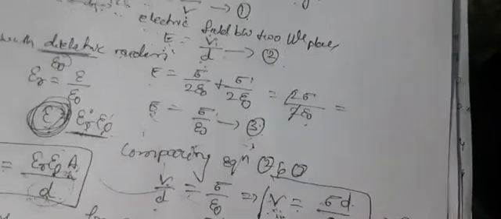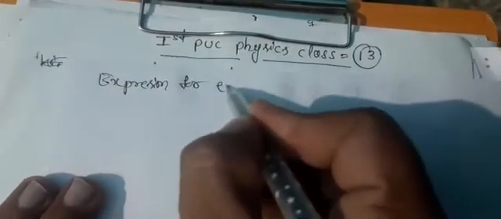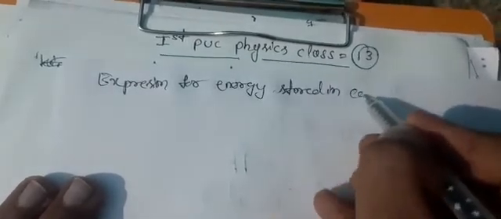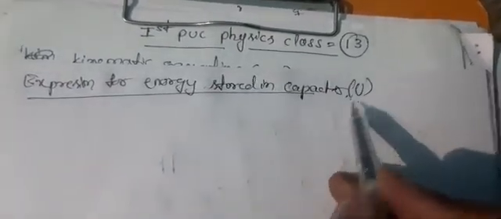Then the next concept is, what is the expression for energy stored in a capacitor? How to explain it, how to draw the circuit diagram, and the final expression for energy. The symbol of energy is represented by U.